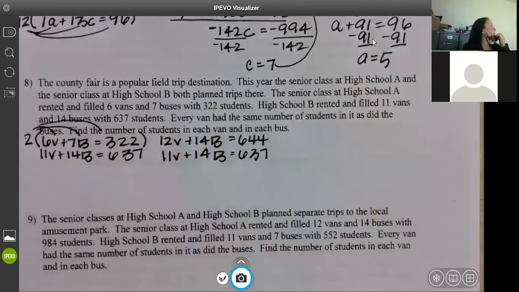And you guys see that your B's match now. I didn't have to multiply twice. So if you can do that, try to do that. How do I get my 14s to cancel out?